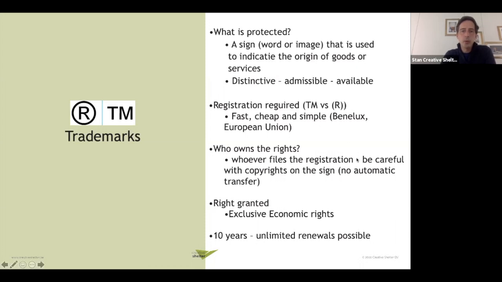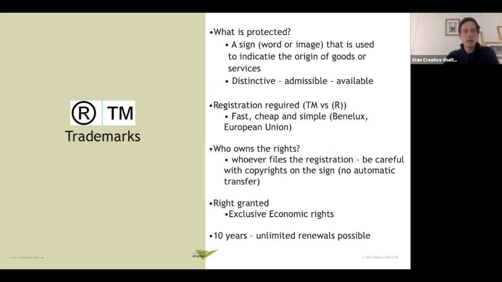But be careful with copyrights on the sign. What do I mean by that? If you have your name, for example, I came up with the name Creative Shelter. The name I actually invented, but it's not really invented, just the name. I have no real rights to that. I've filed for a trademark protection. I did it from my company, the Creative Shelter BV. That's my limited company.